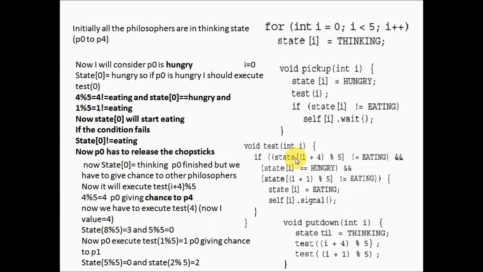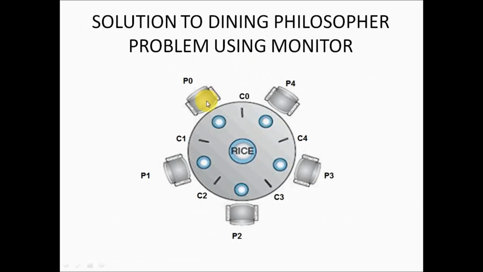So P0 is not eating, and P3 is not eating. Then P4 can start eating. That is, state of 4 is equal to eating. The I value is 4. State of 4 is equal to eating. That means P4 can eat. Getting, guys? If P0 and P3 are free, P4 can eat. It is giving the chance to its left neighbor.